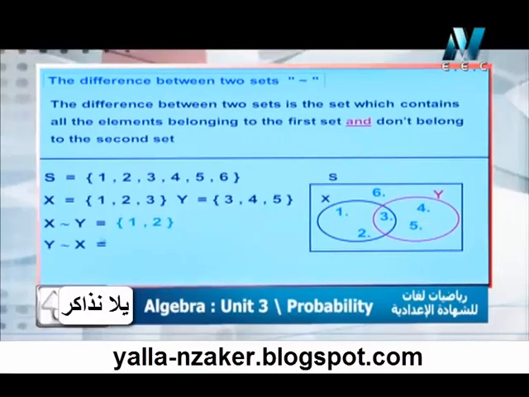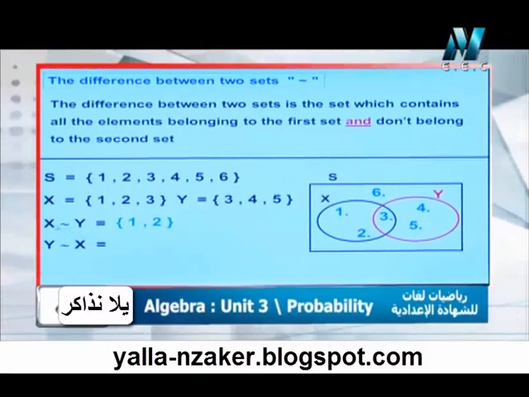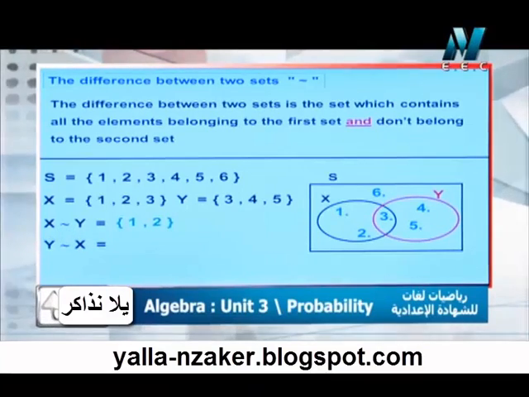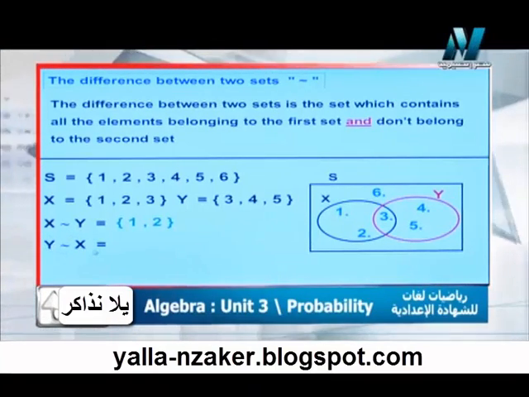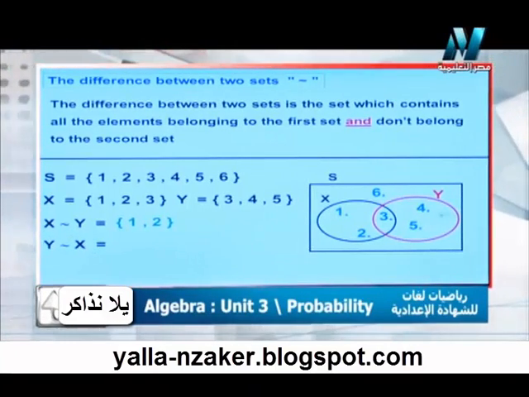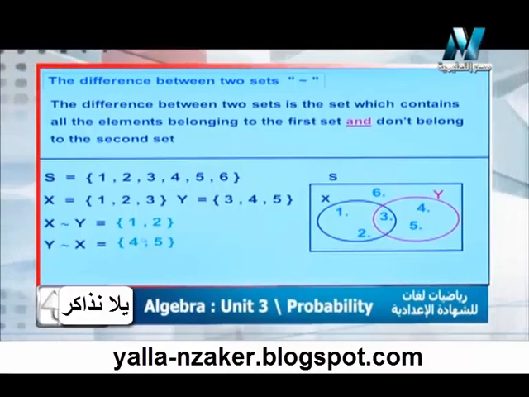What if I reverse it, does it make a difference? Of course. Y difference X means the elements that belong to Y and don't belong to X, and it is clear from the Venn diagram here, which are 4 and 5.